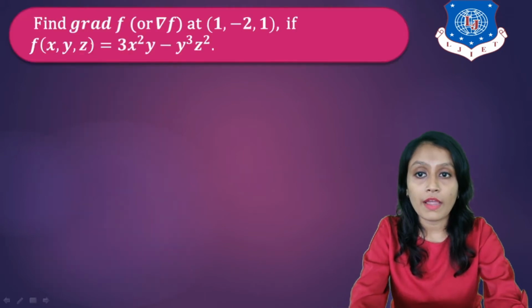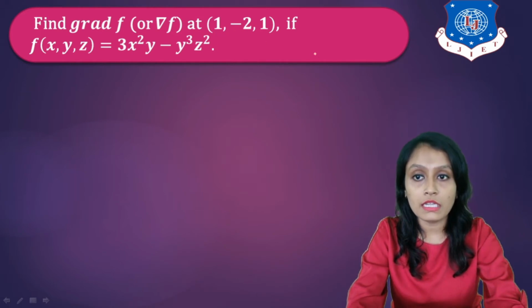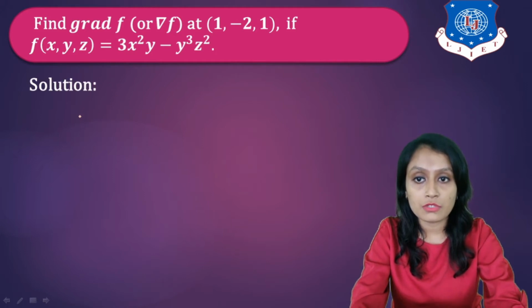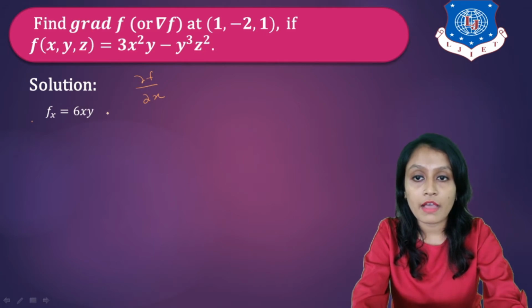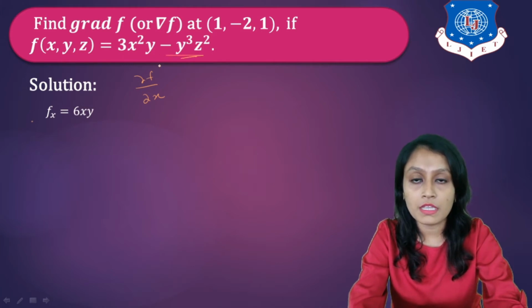Now, find the gradient of f, or it is denoted by this, at the point (1, -2, 1), if f(x, y, z) = 3x square y minus y cube z square. So let's begin with the solution. First we will find fx, that is the partial derivative of f with respect to x, and we will keep y and z constant. From this you will get the answer as 6xy, and the derivative of this term will be 0.